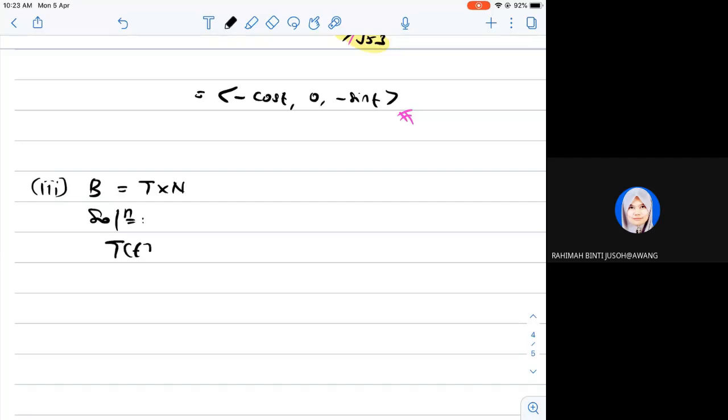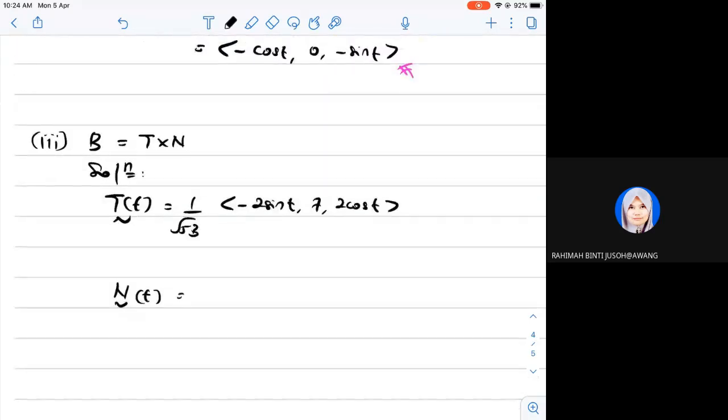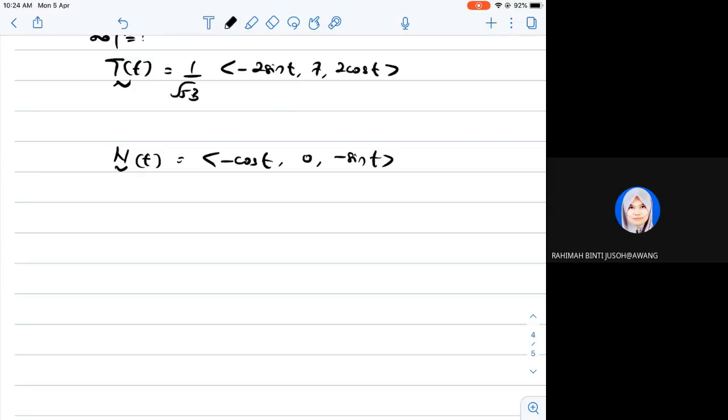Okay, T cross N. So, T tadi kita ada 1 over square root 53, and then we have negative 2 sin t, 7, 2 cos t, like this. Lepas tu kita juga ada N, unit normal vector, ni kat atas ni, equals negative cos t, 0 and negative sin t. Guys, kalau you ada soalan, you can just straight away tanya saya dalam online class ni. Thus, B equals T cross N.